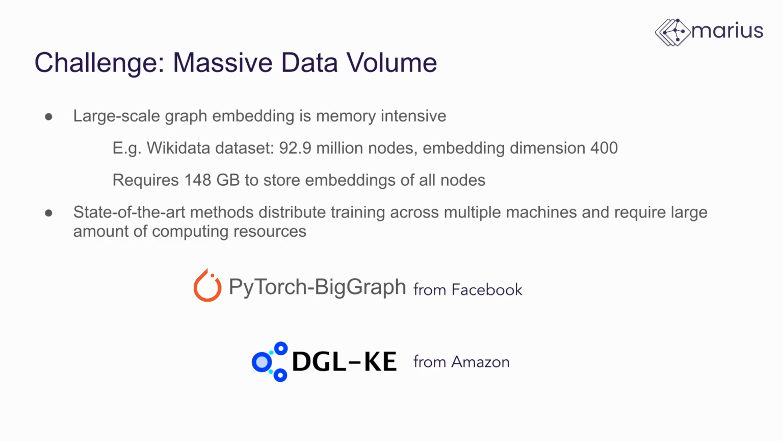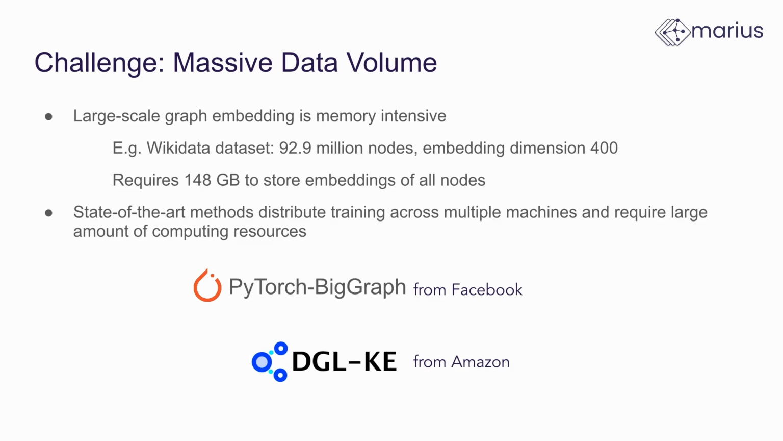Learning embeddings for large-scale graphs can be a very resource-intensive task. For example, Wikidata has about 93 million vertices and 12 billion edges, and for an embedding dimension of 400, it would require 150 GB of storage, far exceeding GPU memory. State-of-the-art graph embedding systems, such as PyTorch BigGraph from Facebook and DGL-KE from Amazon, have opted for distributed systems with a large amount of computing resources to handle this problem.